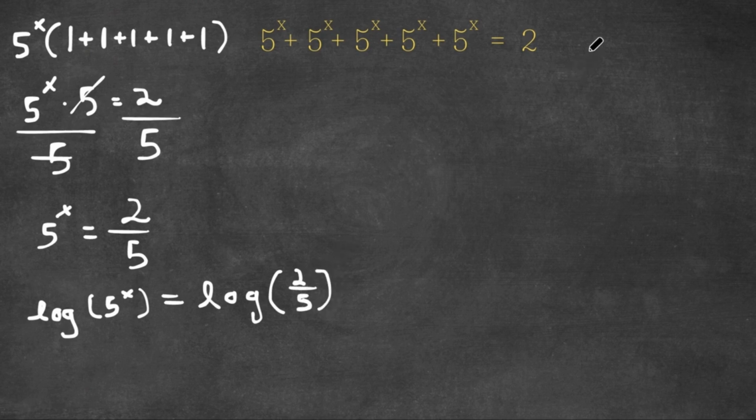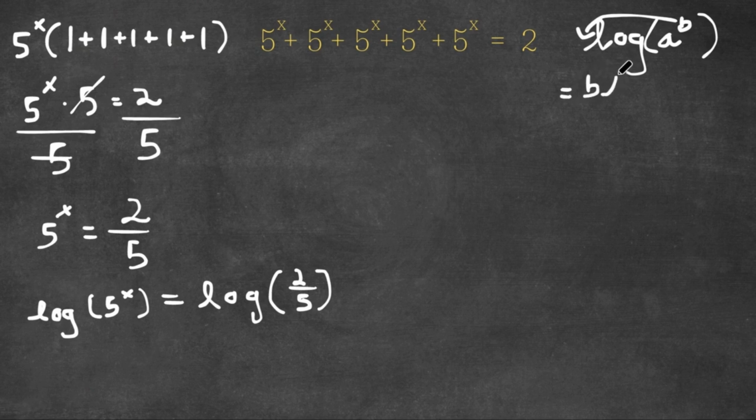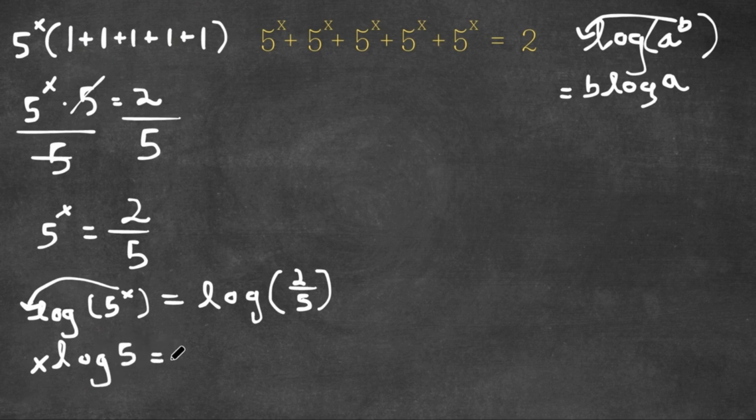Now, an important property of logarithms is that if we have something in the form log a to the power of b, the power property of logarithms states that we can actually move this exponent b to the front of the logarithm. So this would actually equal b times log a. So in this case, we have log 5 to the power of x, and I can actually move this exponent x to the front of the logarithm. So this would equal x times log 5 is equal to log 2 over 5.